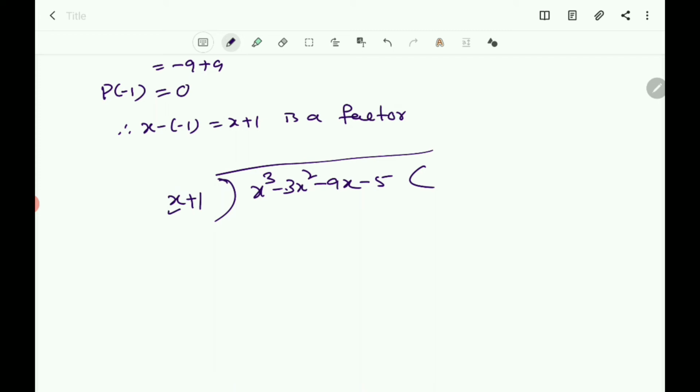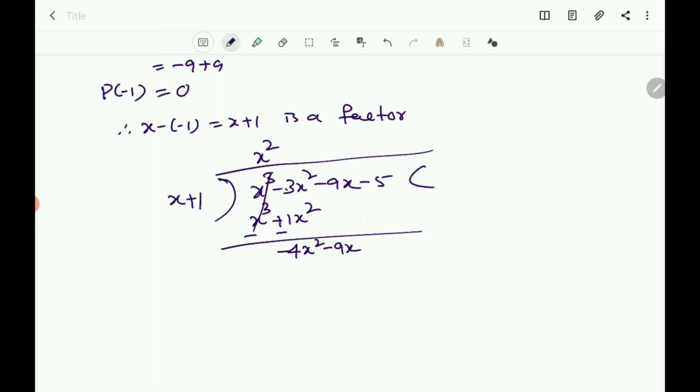Again here x is there, x cube is there. So x plus 1 must be multiplied by x square. So multiply each term by x square. So x into x square is x cube, plus 1 into x square is plus 1x square. Then you change the sign. Cancels here. Minus 3x square minus 1x square is minus 4x square. They are having the same sign, add them.